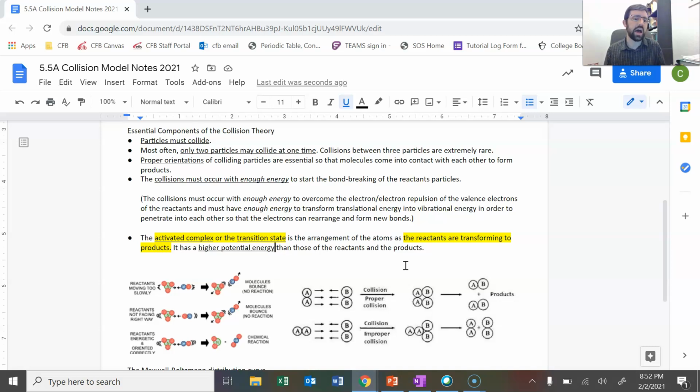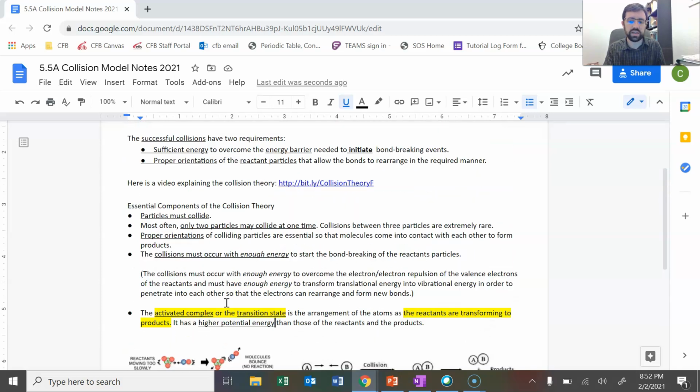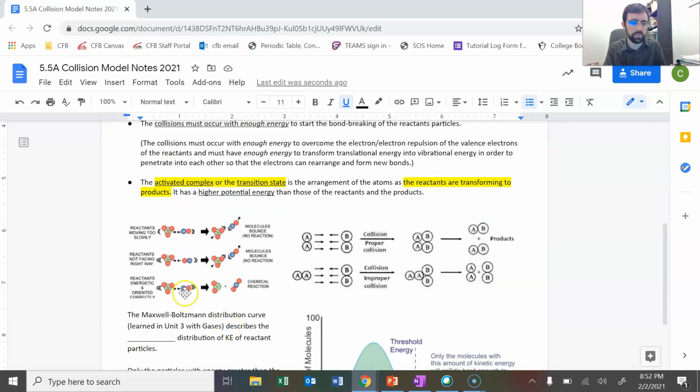It has higher potential energy than those of the reactants and the products. So if you were to look back at our last set of notes, you would see the energy diagrams where you've got the little bump. The top of the bump is that transition state. It's a higher potential energy. So this is just kind of a particulate look at what we're talking about. If the reactants are moving too slowly, they're just going to bounce off. There's no reaction. You started with NO3 and CO, and you ended with NO3 and CO. They just bounced off of each other. They weren't moving fast enough.